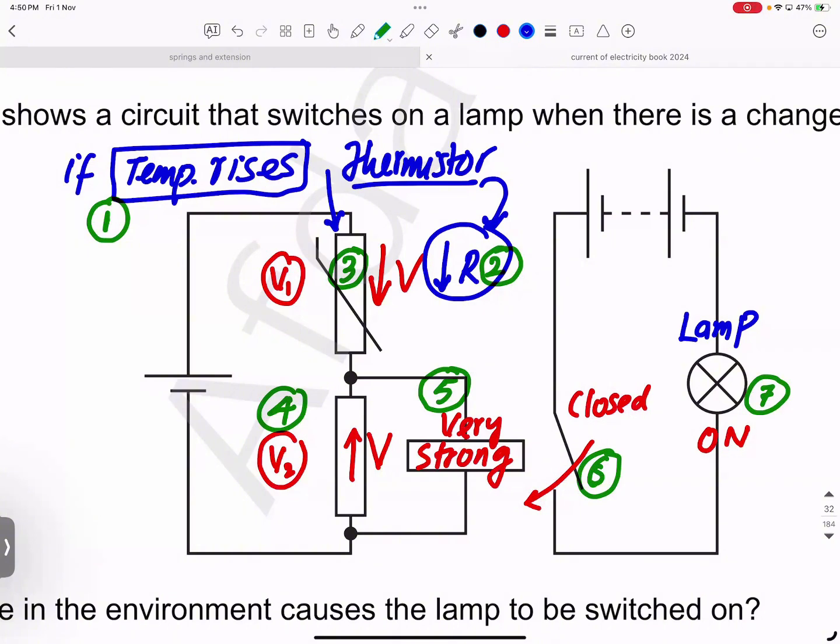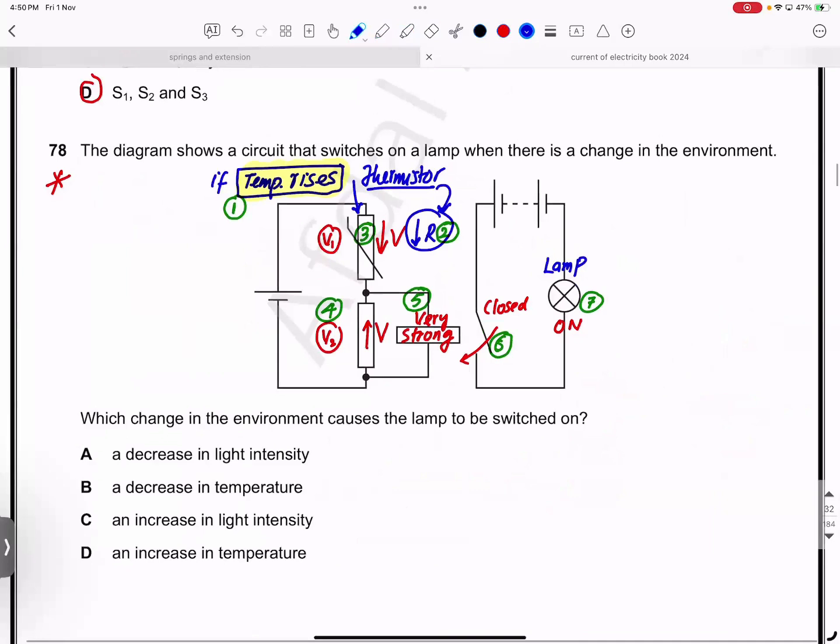I didn't read the option. You can again go through points 1 to 7. 1, when temperature rises. 2, thermistor resistance will decrease. 3, the voltage share of thermistor will decrease. 4, the other voltage share will increase. 5, when the voltage share of relay is high, relay will be very strong. 6, strong relay will close the switch. 7, switch closed, lamp will be on. So the answer is what environmental condition? Temperature rise. There is a rise in temperature, option D. You understood? It's a good question.